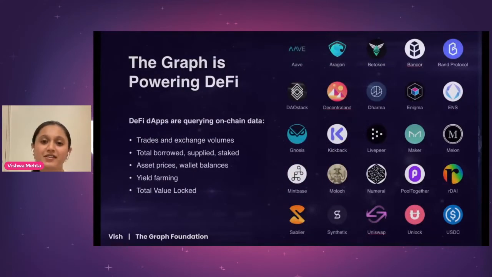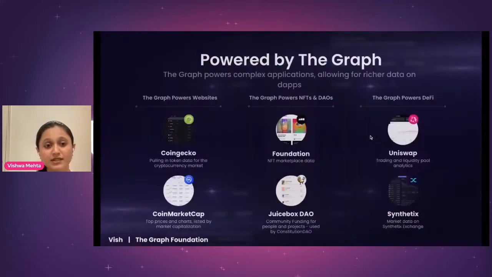All of these cute little icons that you see on the right, these are some of the best projects and best protocols that you may already know of that are being powered by the graph. And DeFi dapps are querying on-chain data, like trade and exchange volumes, total borrowed, supplied, staked, asset prices, wallet balances, and so much more. But not just that. The graph powers complex applications that weren't possible to build before with the same kind of user experience and user interface, the same kind of robustness and performance, or the same kind of efficiency.